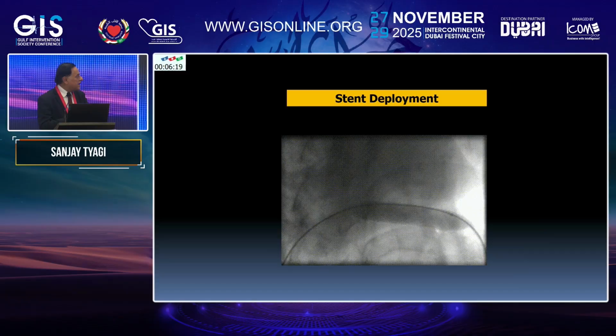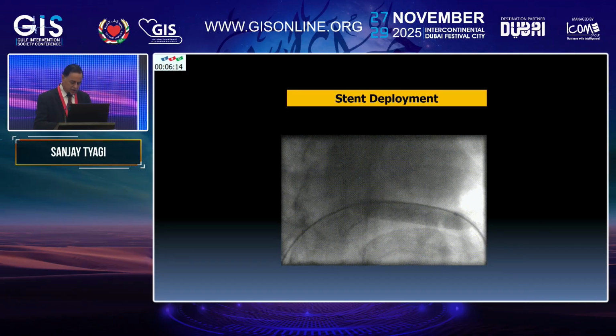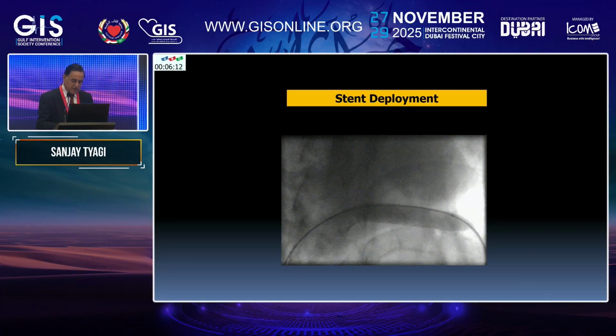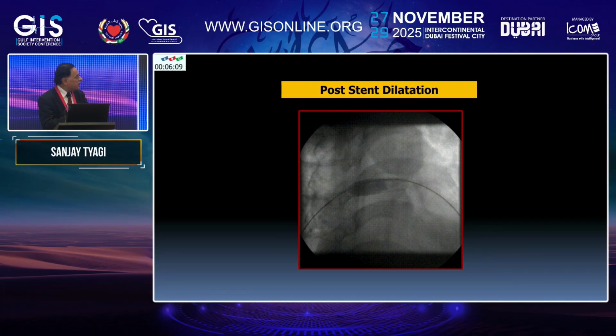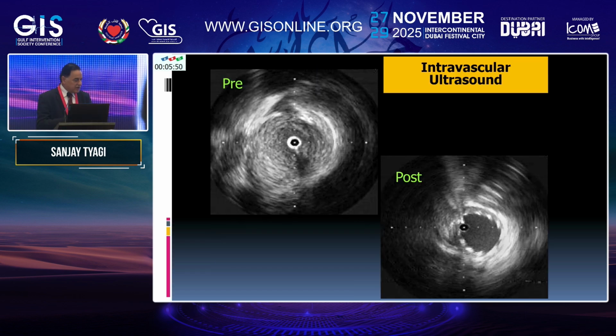Then we deployed a stent because there was dissection. We deployed a stent across the severe stenosis, and then post-dilated the stent. The distal segment was post-dilated to flare up the stent. Distal and proximal segment both were flared up with the high pressure balloon dilatation in this patient. And you can see here, after balloon dilatation and stent implantation, you can see widely open the right pulmonary artery ostium, and you can see here the stent is completely well apposed to the wall of the pulmonary artery.